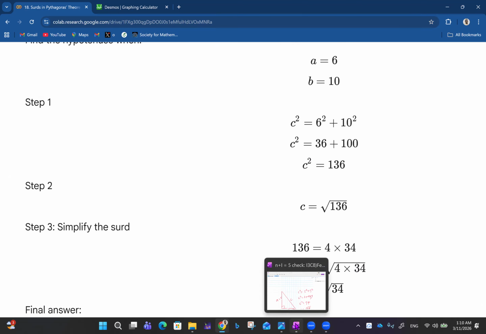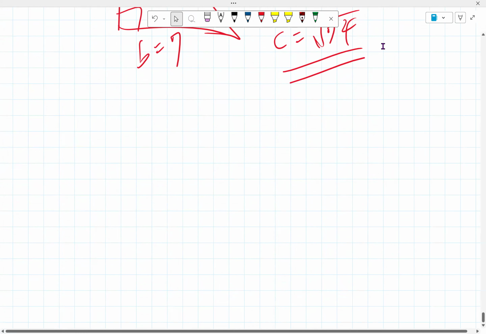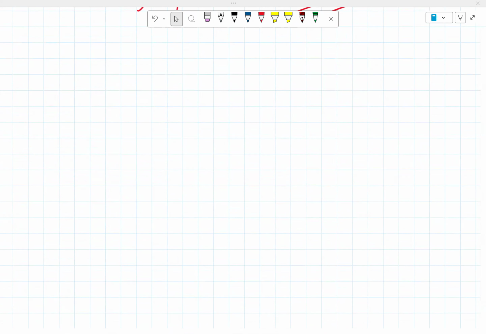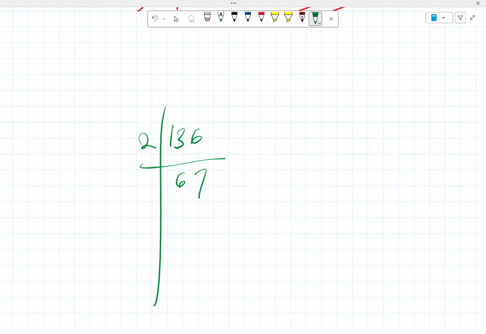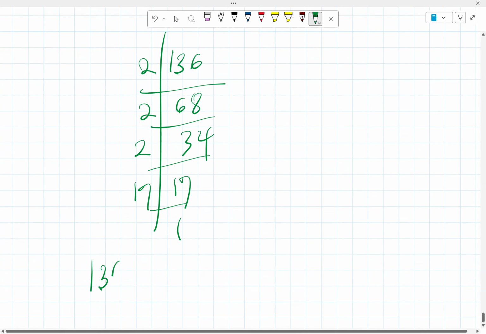So in case you are not sure you can get a perfect square out of it, in one of the previous videos I already talked about the factor tree. So you can always use the factor tree to be sure that you can get a perfect square out of it. So you have 136. 2 into 136 is 68. Then 2 into 68 is 34. Then 2 into 34 is 17, and 17 can go one time. So here we see that 136 is equal to 2 times 2 times 2 times 17.